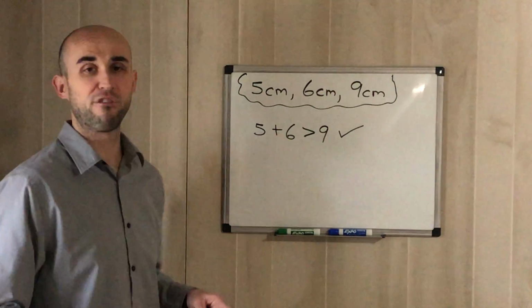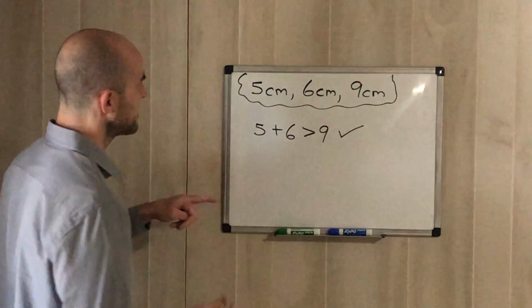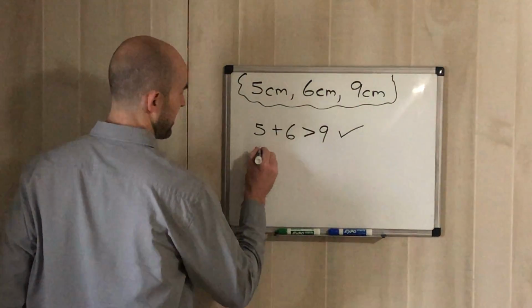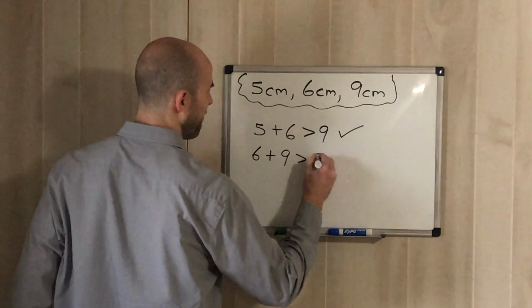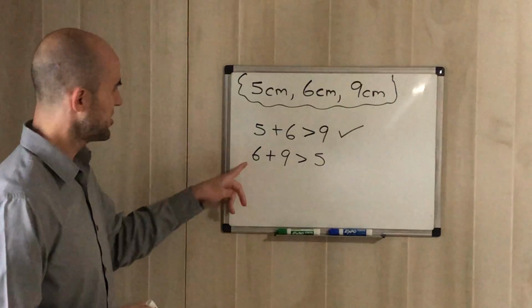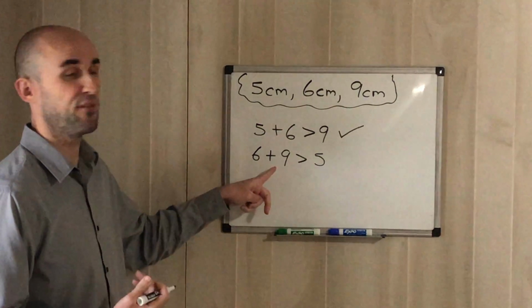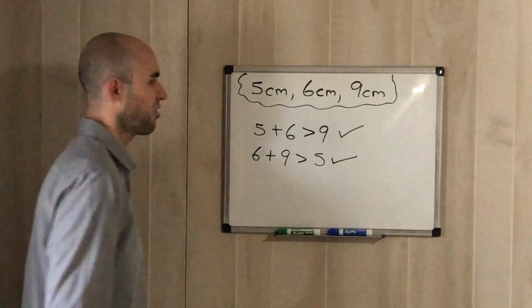And again, even though the first one is right, we have to do it for all of them. So we added 5 plus 6. Now let's add 6 plus 9. So 6 plus 9 has to be greater than 5. Notice how we're always using different combinations, right? So when we add up 6 plus 9, that's 15. 15 is greater than 5. So we know that that's correct.